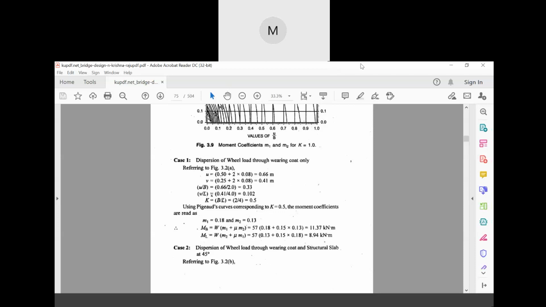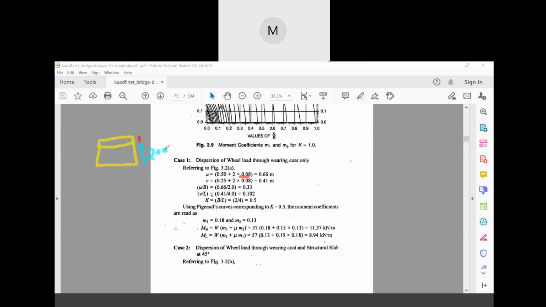Why? Look, if you see in the question, it will be like this. Initially, this was the wearing coat, and then this was the slab. This red part was 0.08, and this blue part, the deck slab, is 200. It is given in the question and also in the diagram.